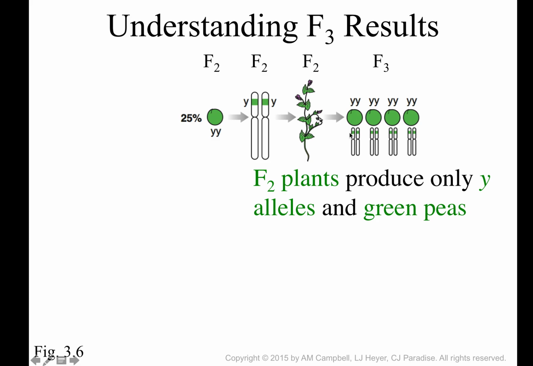So each kid has to have 2 versions of each gene. Each of the parents had the same version of the gene, and so all the kids are going to be little y, little y. Okay, and they will all be green. All the homozygous recessive trait.